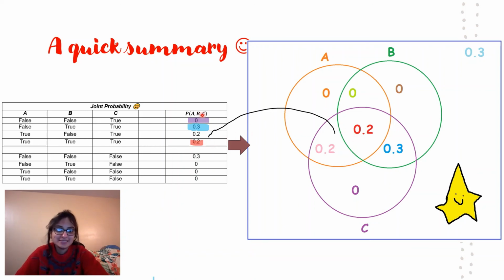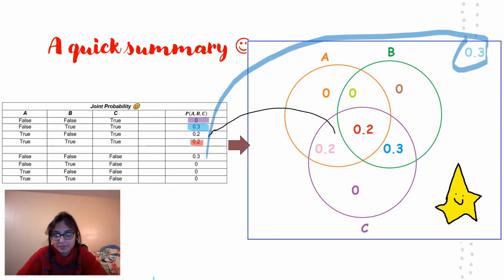And similarly, if all 3 are false, that is what's given by this point 3 here. Everything outside of this figure is point 3. So that's when all three of them are false. And similarly, if A is false and B is true and C is false, that's just the probability of B being true, which is just 0. And then the rest are also 0.